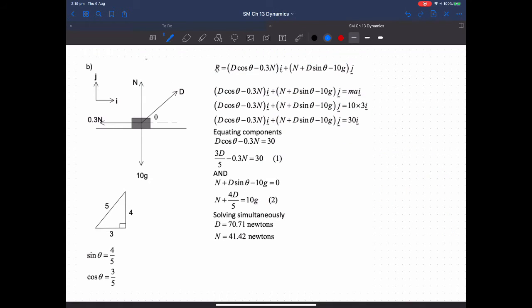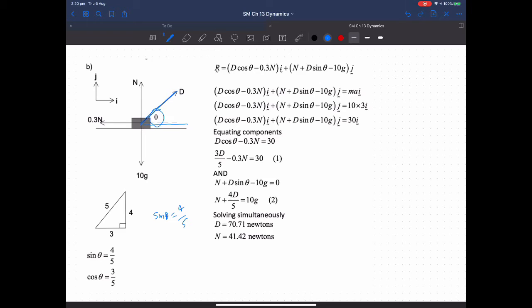In the second part of the question, it becomes a little bit more complicated. The dragging force is at an angle. It is an angle to the surface, and that angle we have called theta. We are told that sine theta is equal to 4/5.